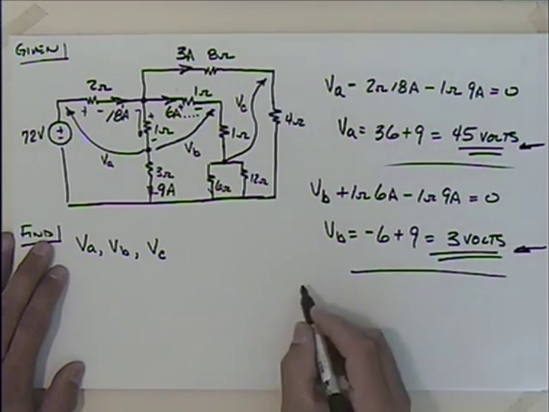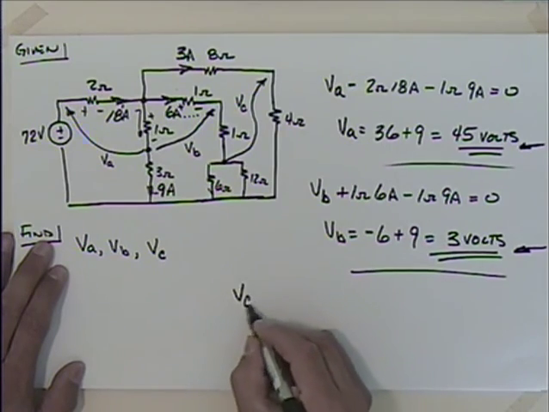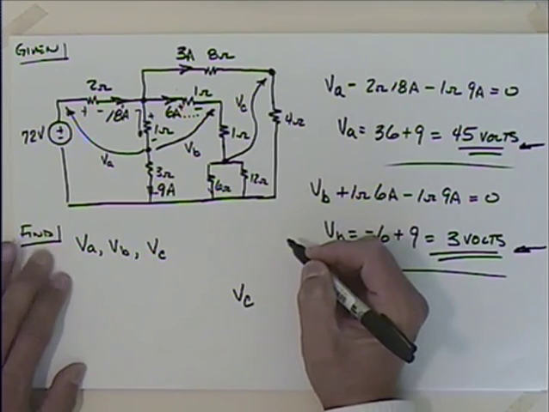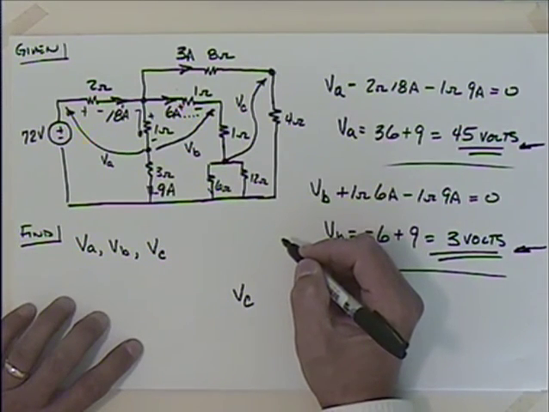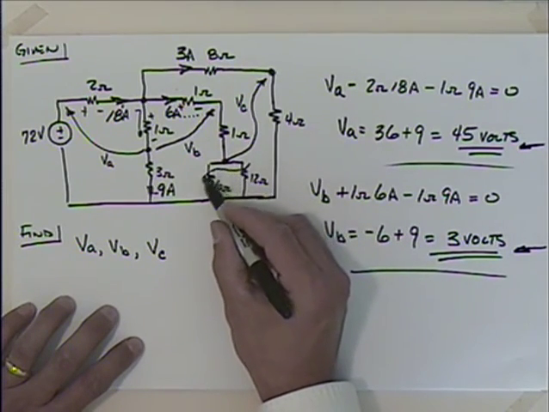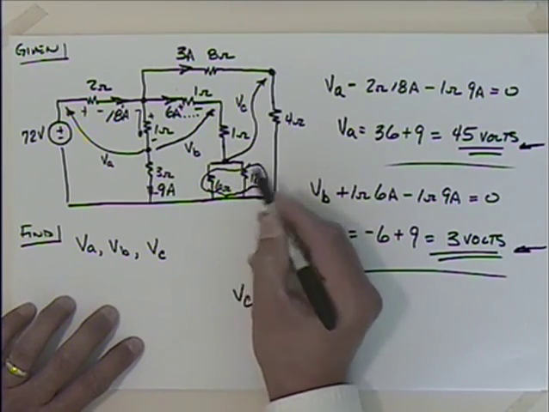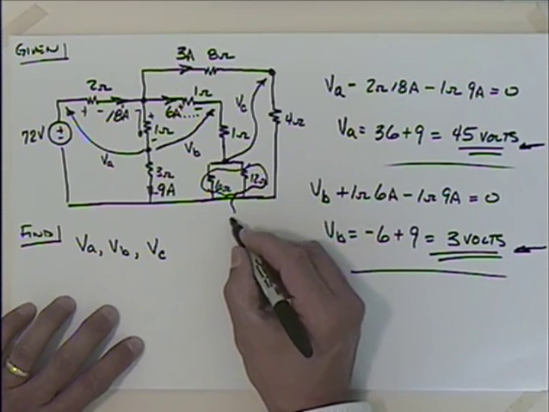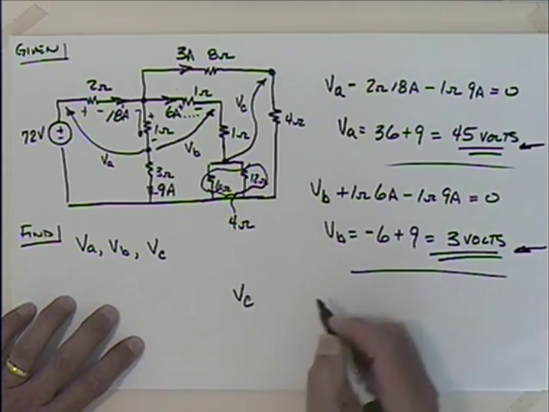Well, let's finish up with VC. VC, so I go from there up to there. What can I do with that? Well, I guess I could recognize that this is what? That's 6 in parallel with 12, product over sum. That's 4 ohms, isn't it?